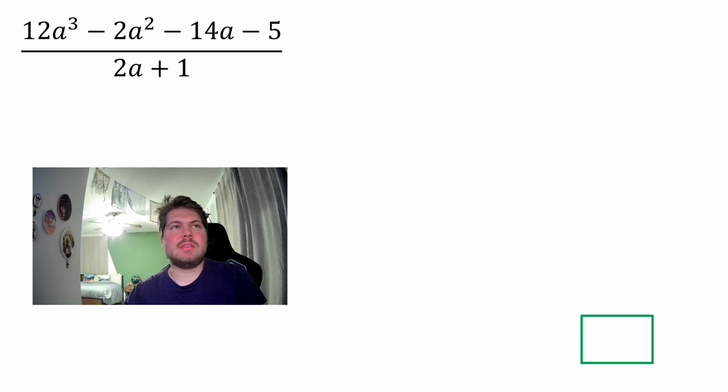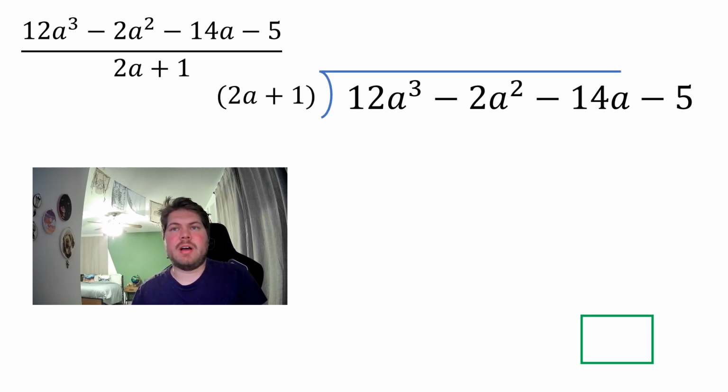All right. So this one, it looks a little different, but it's the same idea. We're just going to divide by 2a plus 1 into the number on top. So how many times does 2a go into 12a cubed? Well, 12 divided by 2 would be 6, and then you need 2 more a's, so 6a squared.